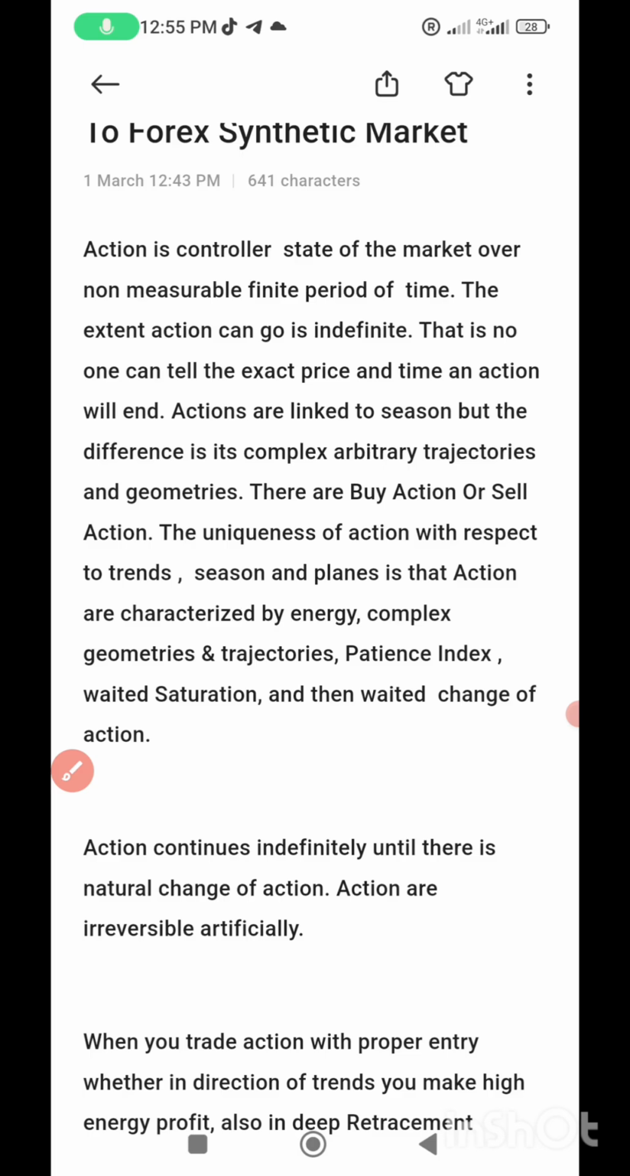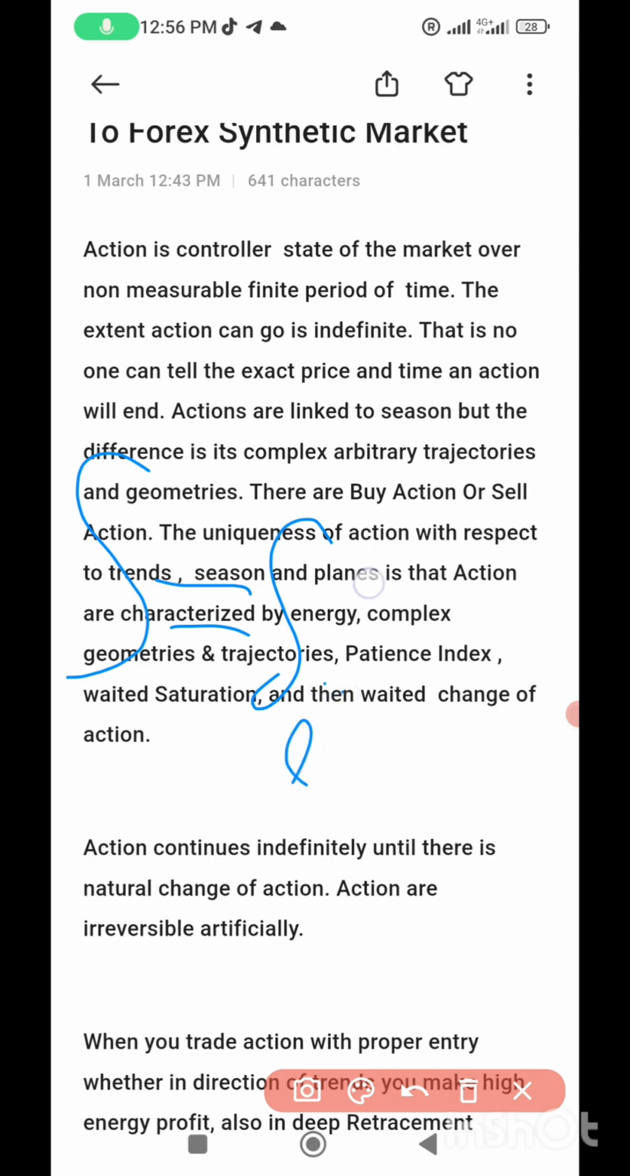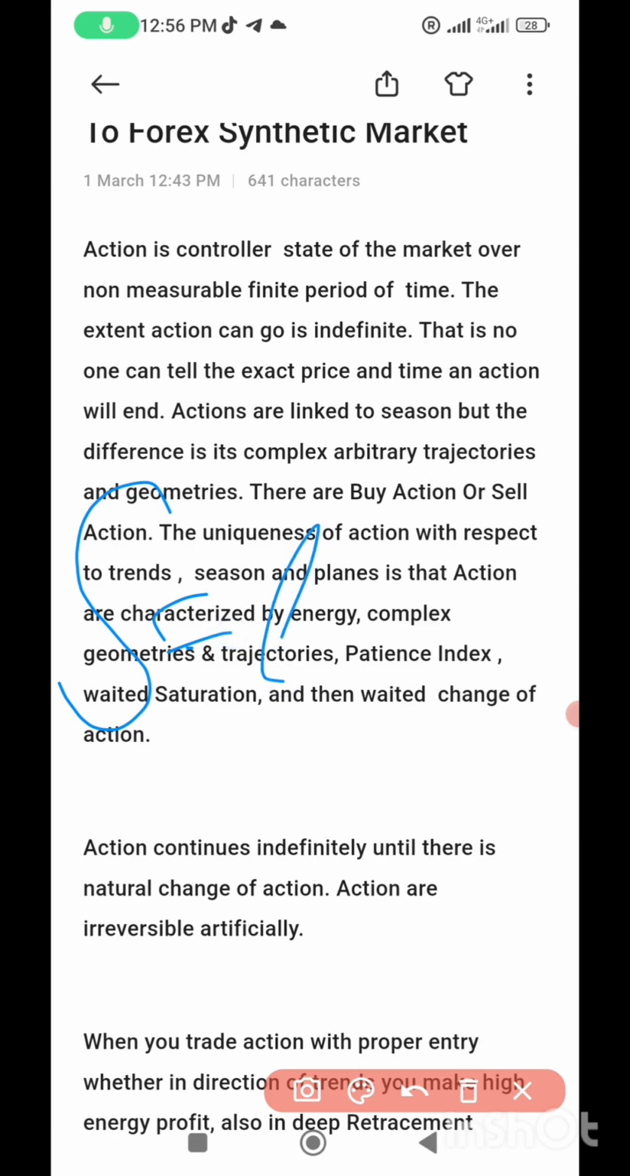Based on Lagrangian mechanics, action can be represented with S. So we are going to use a capital S to represent action. For an action S, we can say that this action S is equal to the impulse action SI plus the retracement action SR. The action is the impulse action SI plus the retracement action SR.